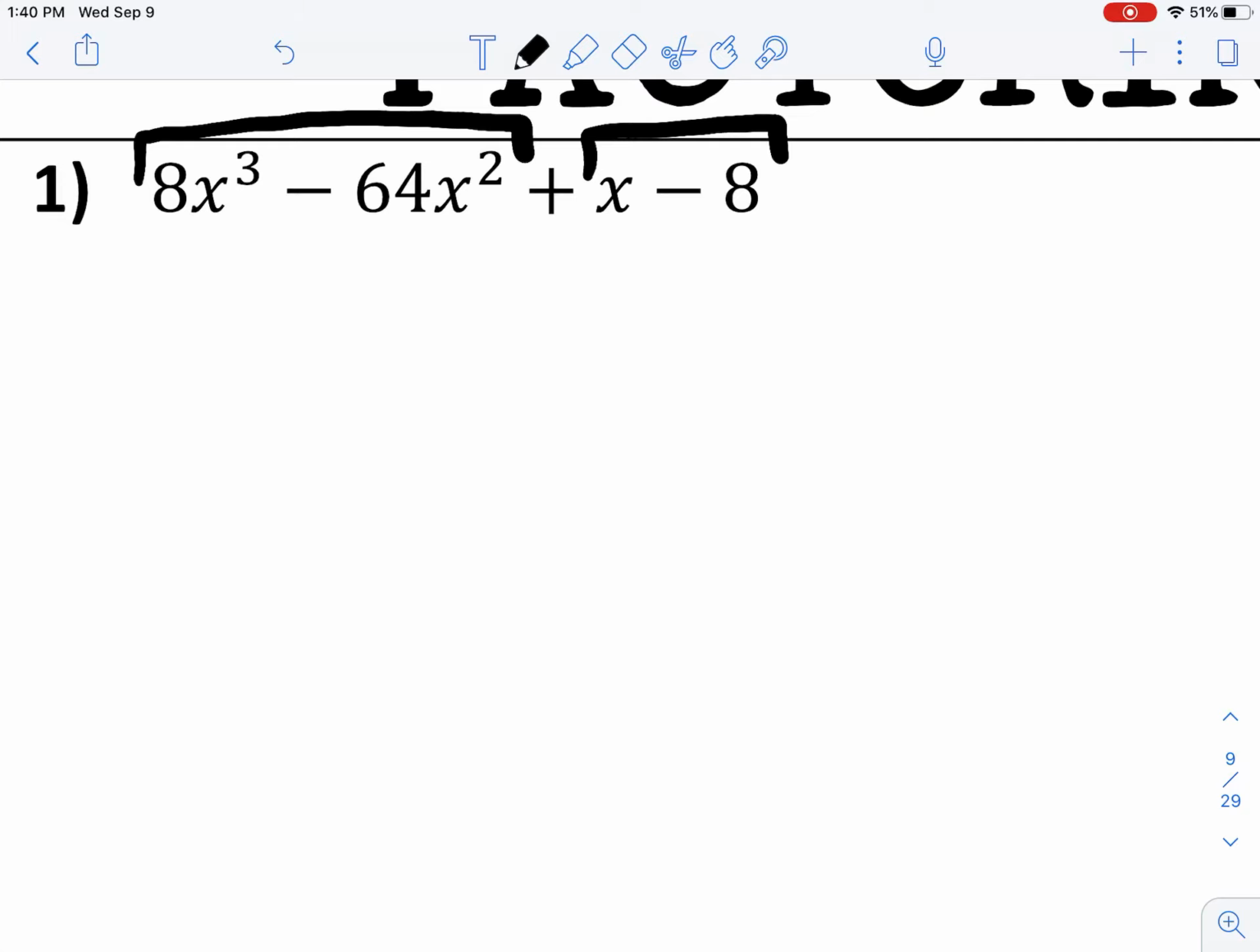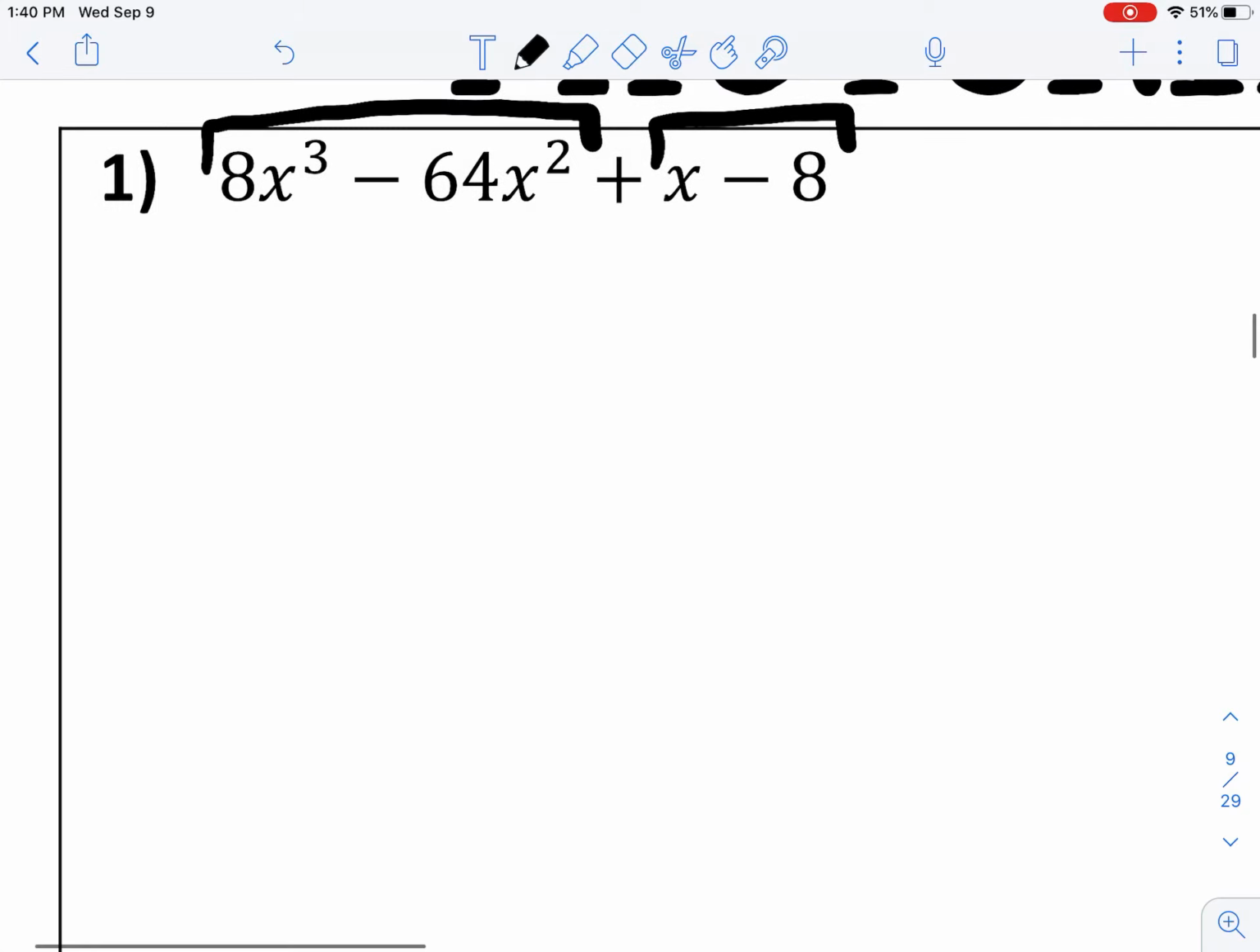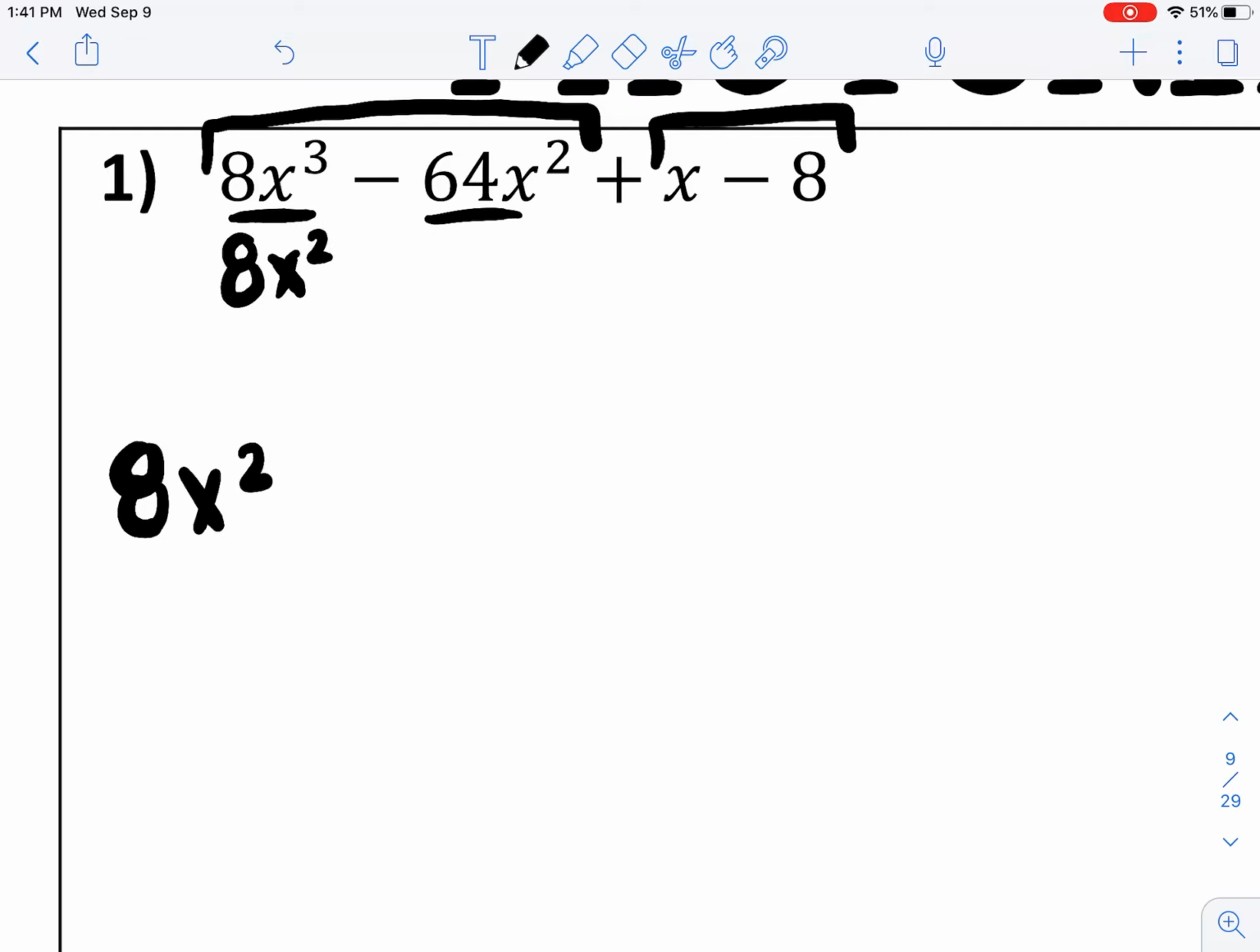I need to work on finding the GCF for my first group. The biggest number that goes into 8 and 64 is 8. And I pick the exponent that is smaller, so between x to the third and x squared, the smaller is x squared. So I will be dividing by 8x squared.